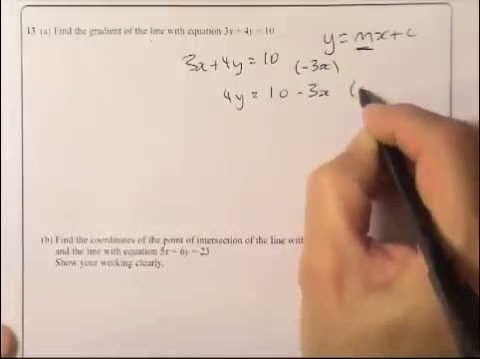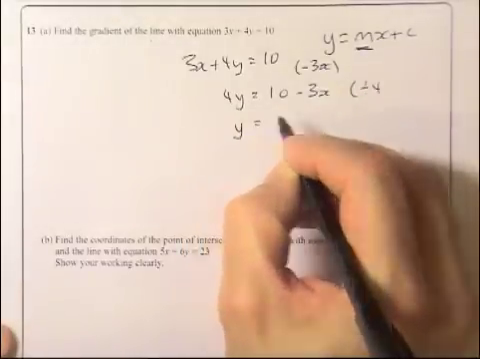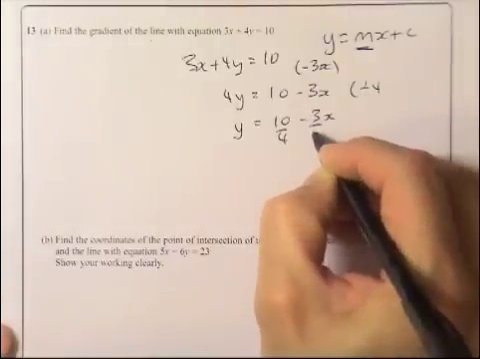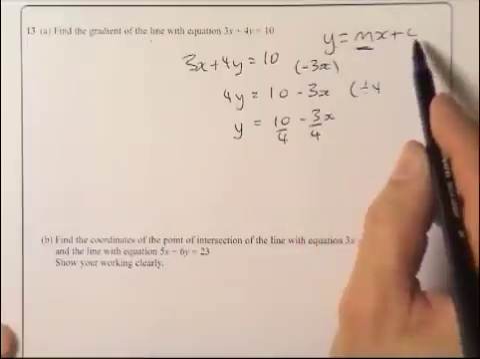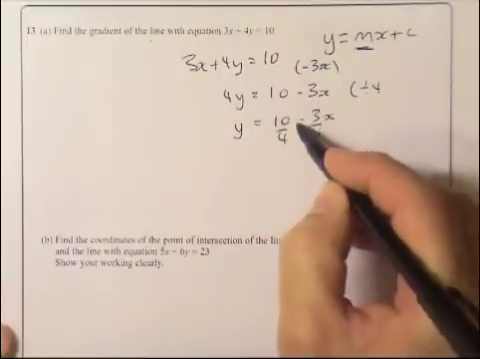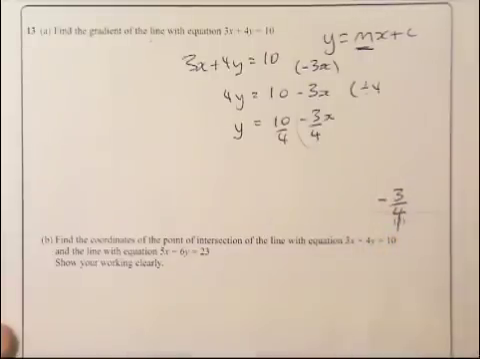If I now divide both sides by 4, this 4y will become y, and this is going to be 10 over 4 minus 3x over 4. I've now got it in the form y equals mx plus c, where c would be 10 over 4 and m is going to be minus 3/4. So the gradient must be minus 3/4.